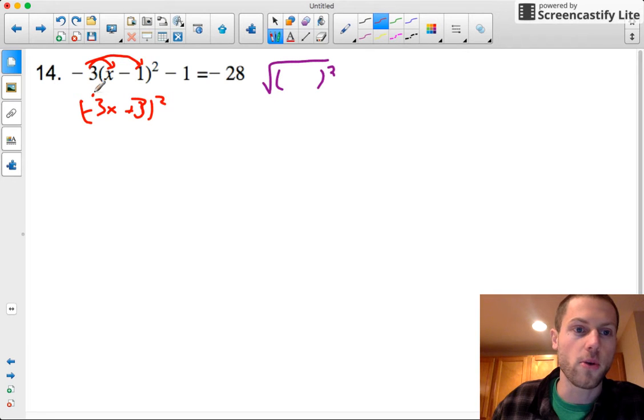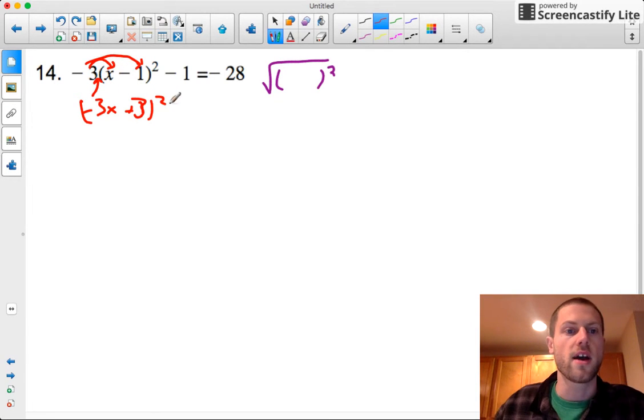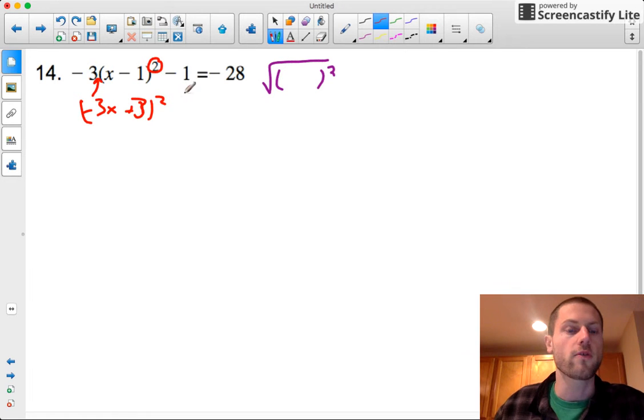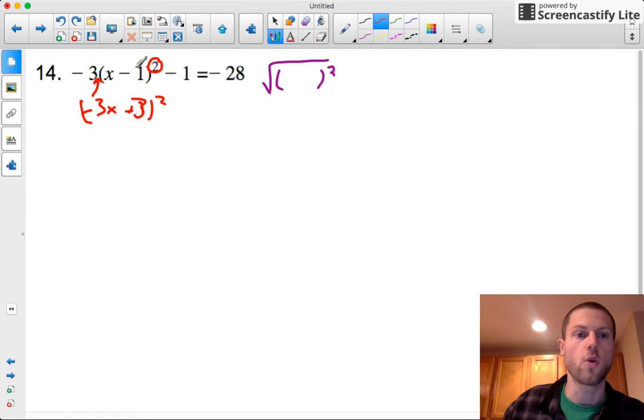Think about what the operations are that are going on here. In between this negative 3 and the parentheses, I have multiplication. And what's happening to this quantity? Well, this whole quantity is being squared. So we have to follow our order of operations here. This quantity gets squared long before we would multiply anything by 3.